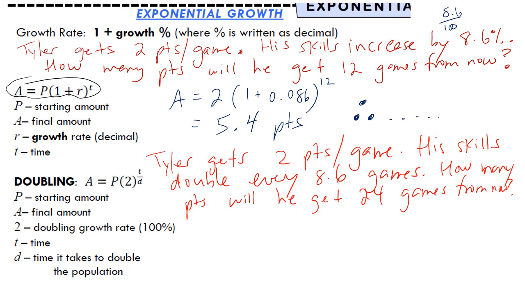Now we know that it's doubling time because it says double. That's your visual cue. So A equals starting amount, which is 2. That 2 in the brackets is always there. And then time, we want 24 games, and it doubles every 8.6.